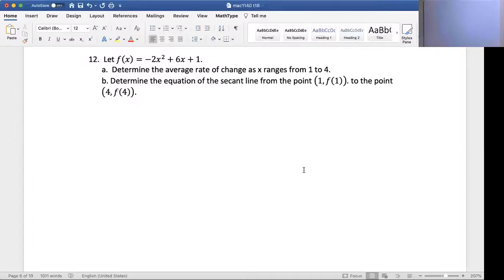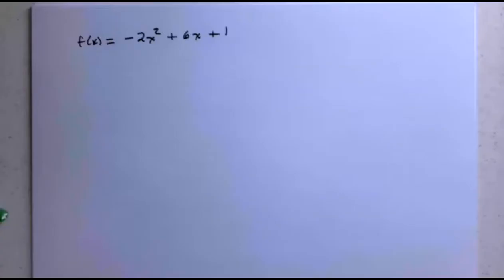So this question says, let f of x equal negative 2x squared plus 6x plus 1. And we want to determine the average rate of change as x ranges from 1 to 4. Well, that in essence is a slope. So let's talk about it. I need to determine what is f of 1, and I need to determine what is f of 4.